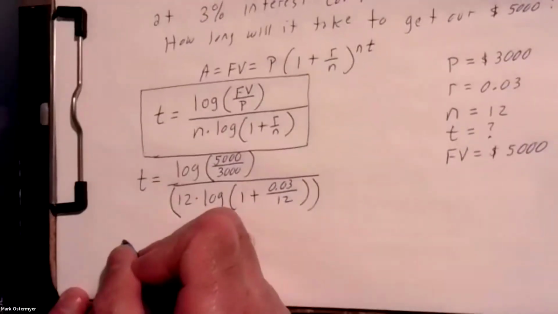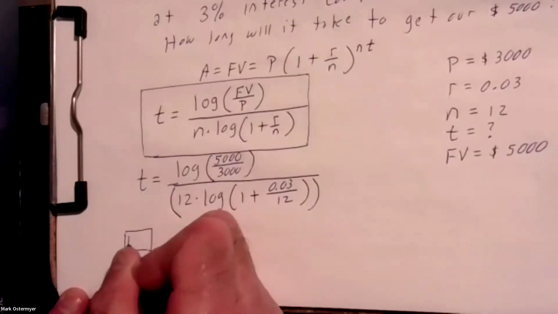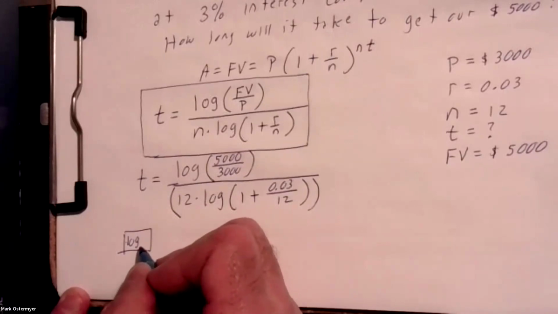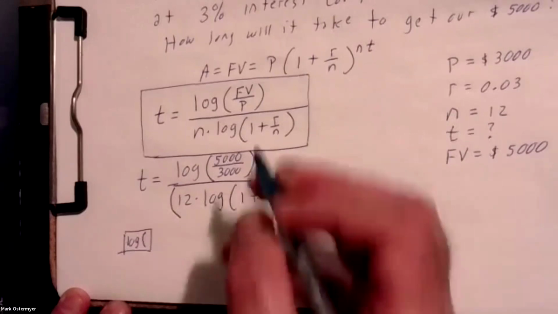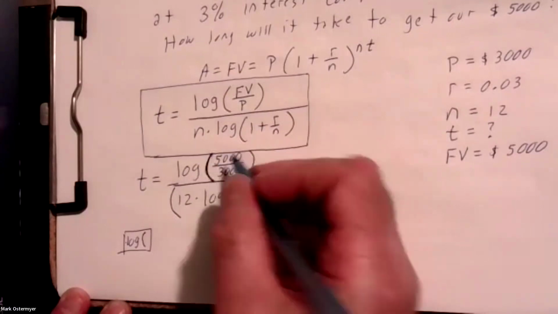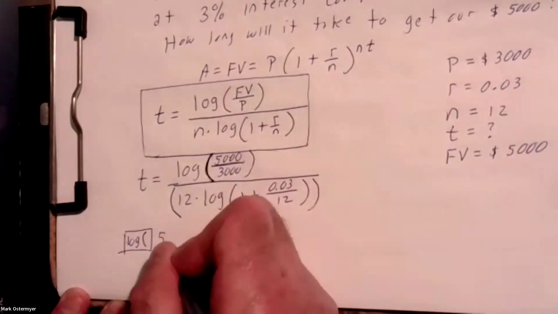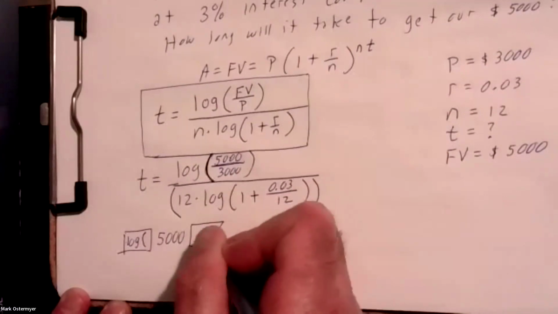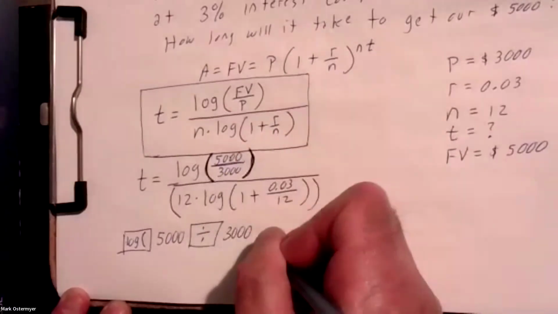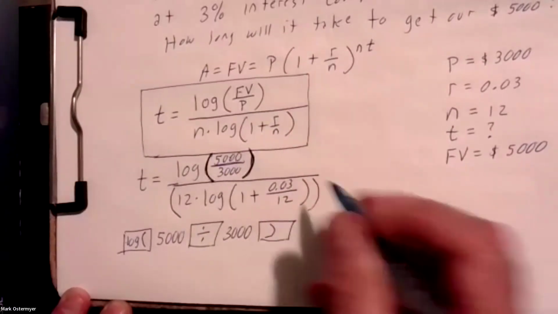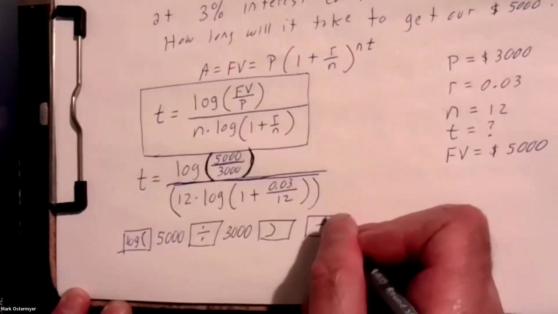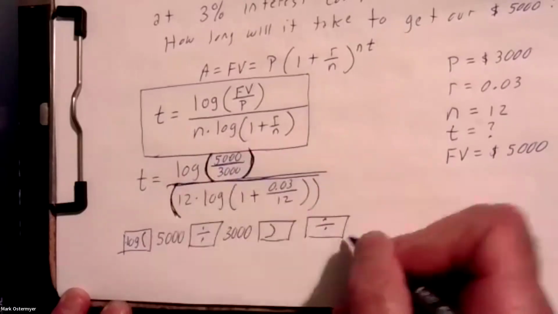Now, here you go. On your calculator, you hit your log button to start out. When you hit your log button, this function presents you with an automatic open parenthesis. So hit your log button. We have log, open parenthesis, 5,000 divided by 3,000, closed parenthesis. The fraction bar means division. Open parenthesis.